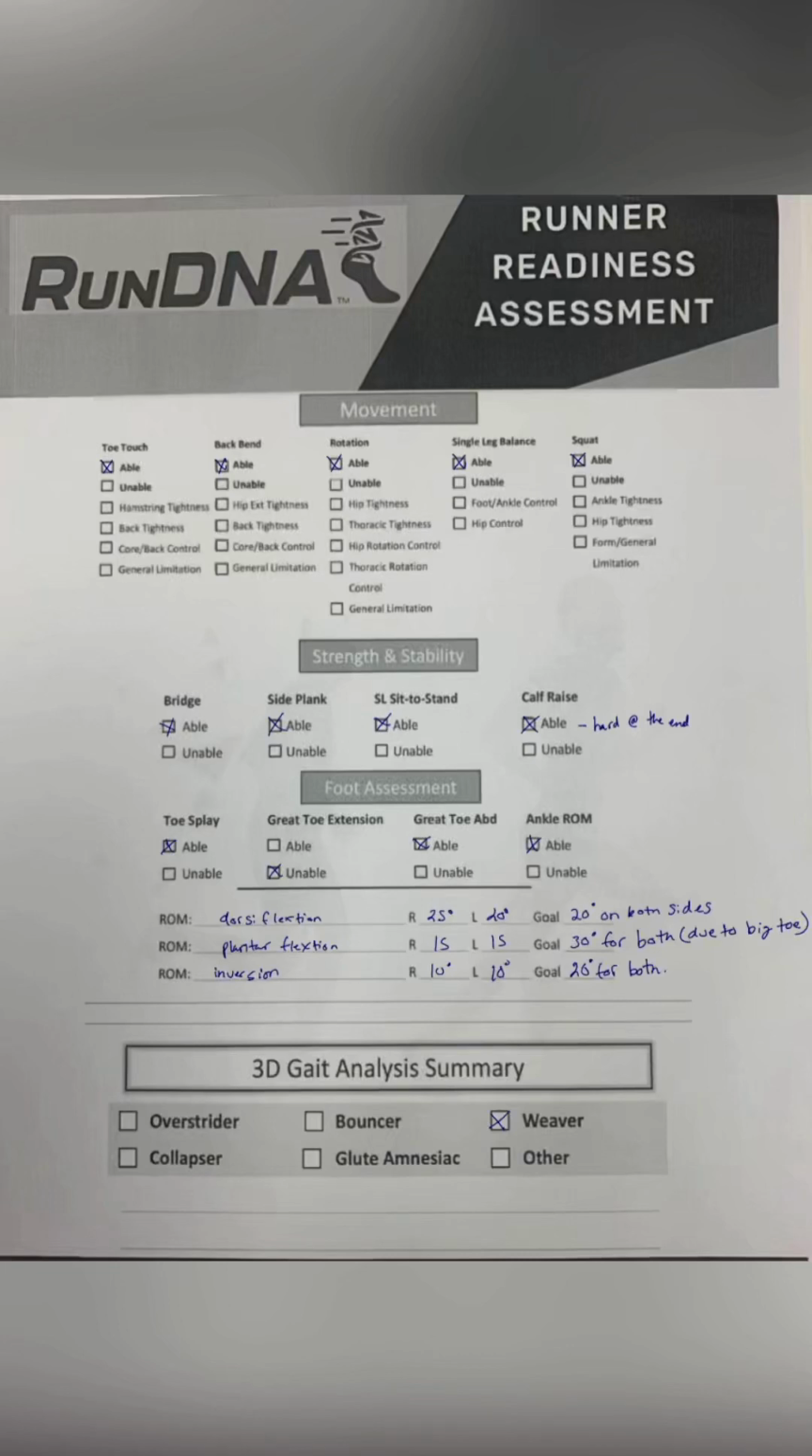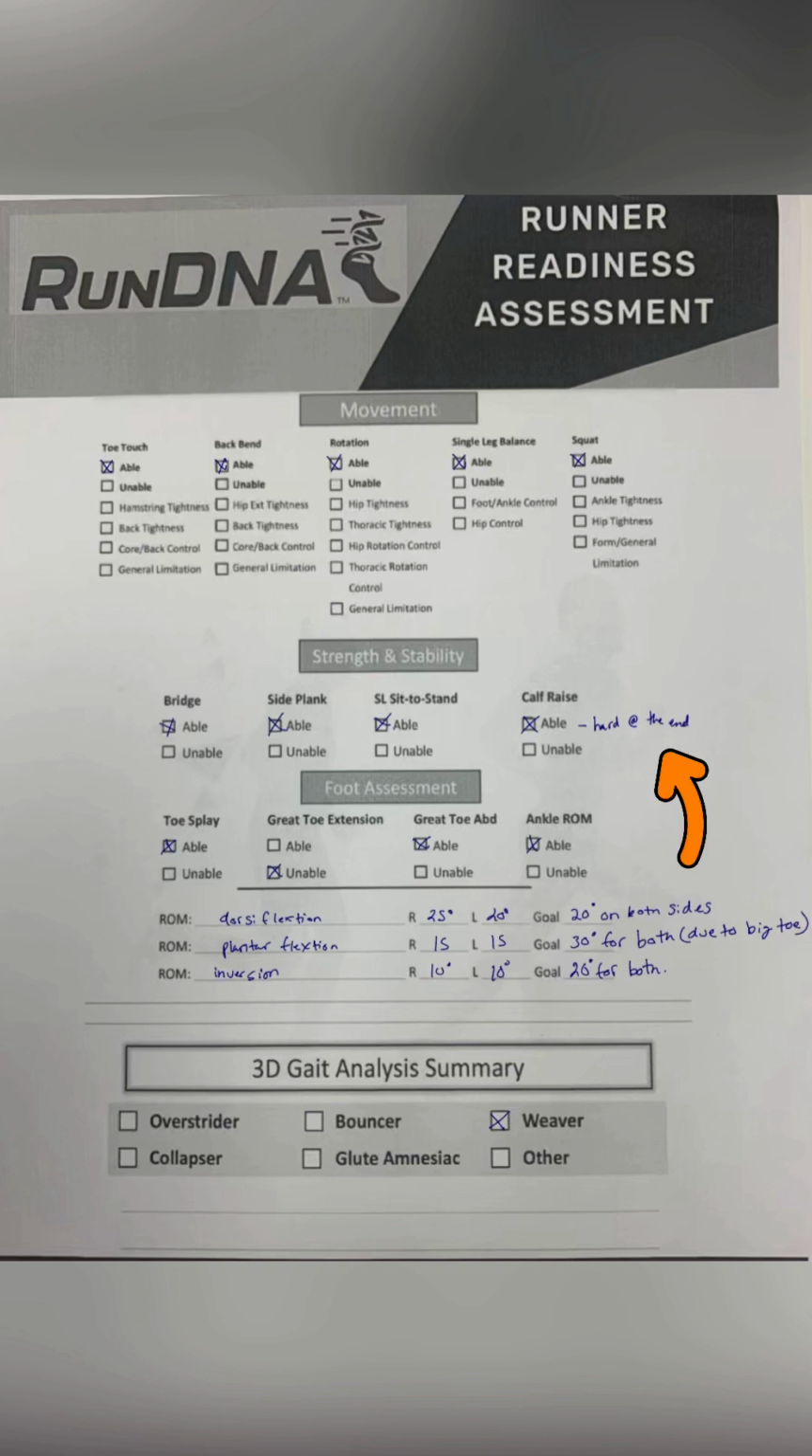Before starting the run, the patient and I performed the runner's-based assessment, in which she was able to do all movements such as toe touch, back bend, rotation, single leg balance, and squat with no difficulty. We then went on to the strength and stability, which the patient was able to do all. However, nearing the end of 20 calf raises on each leg, she found it difficult near the end.